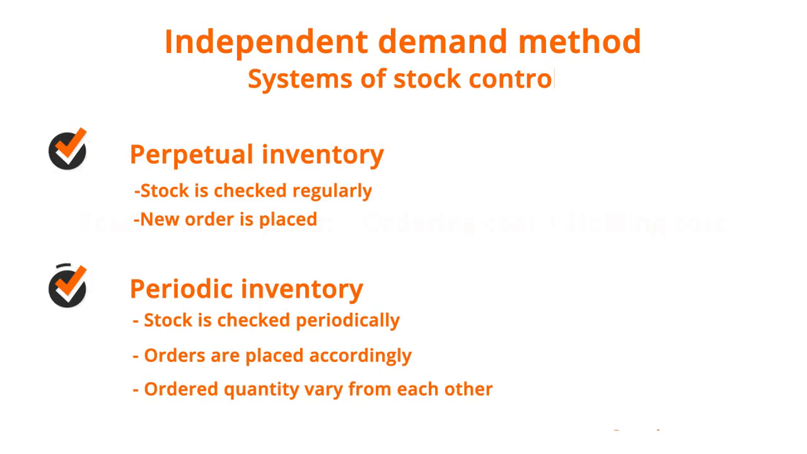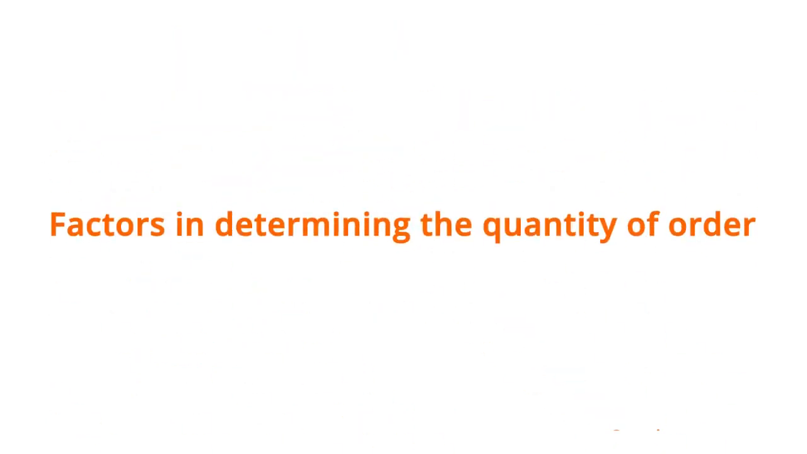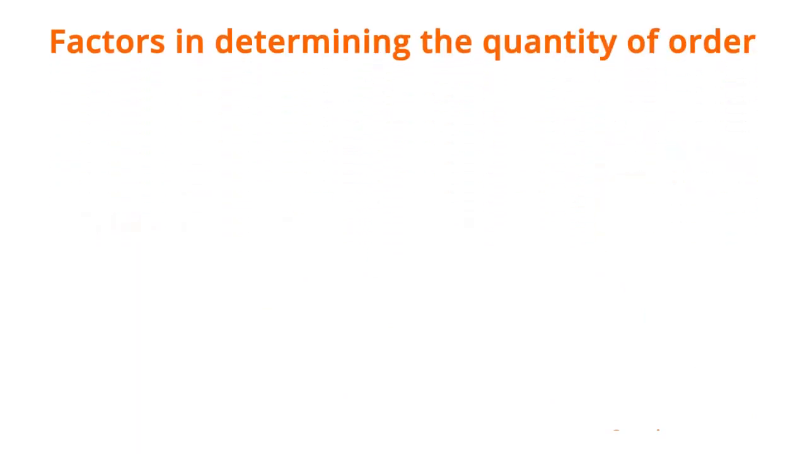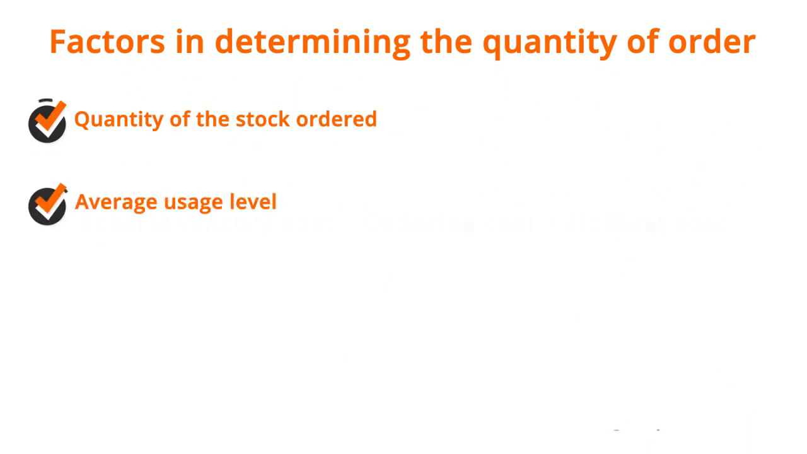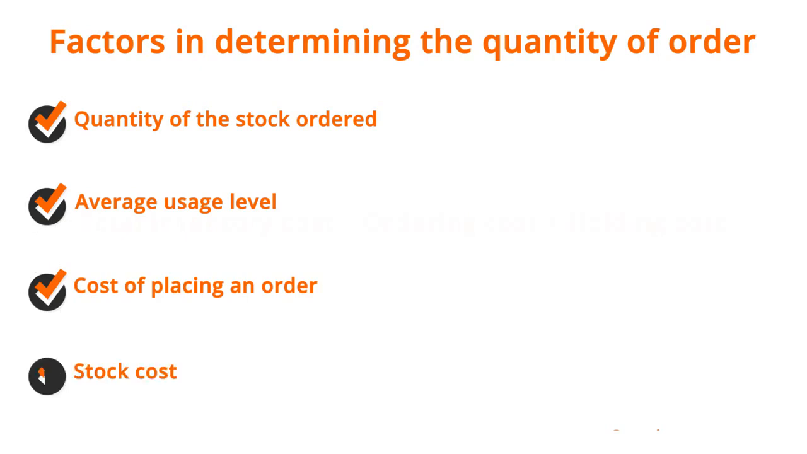Note, in order to manage stock well, managers must know the answers to two questions: when to order and how much should be ordered. There are some factors which we need to consider when determining the quantity of the order. Number one, the quantity of the stock on hand. Number two, average usage level. Number three, cost of placing an order. And finally, stock cost. How much to order depends on the inventory system which is used by the enterprise or the business.